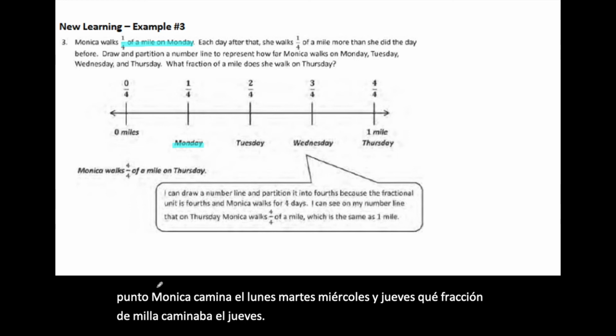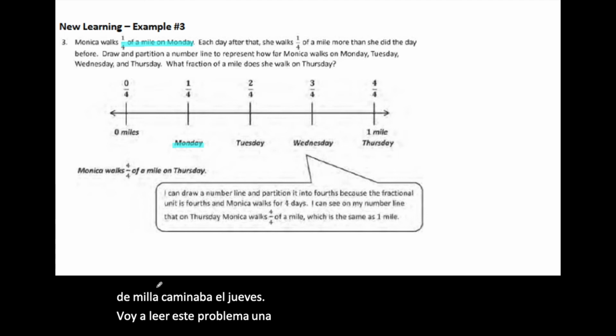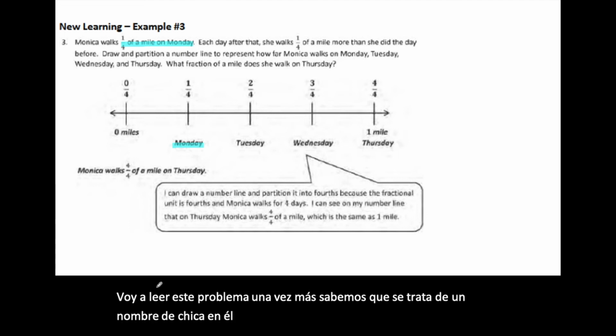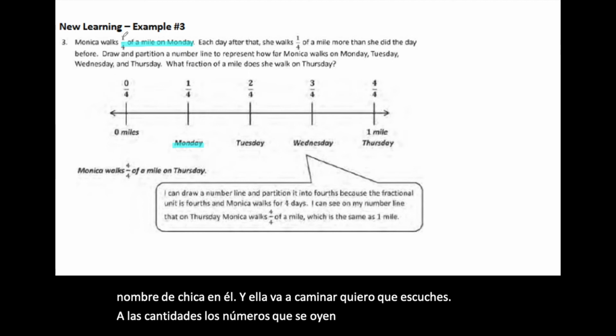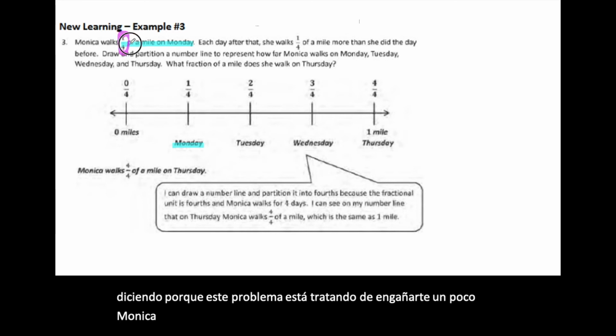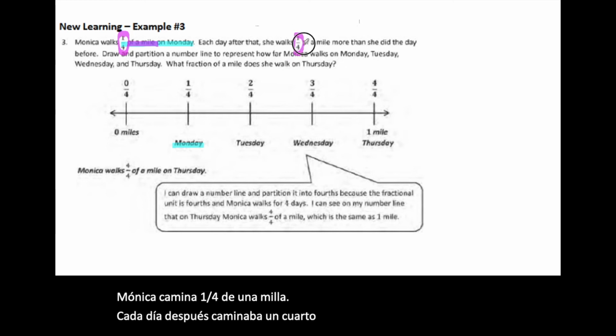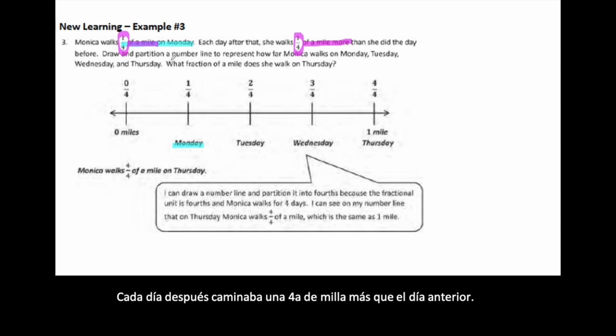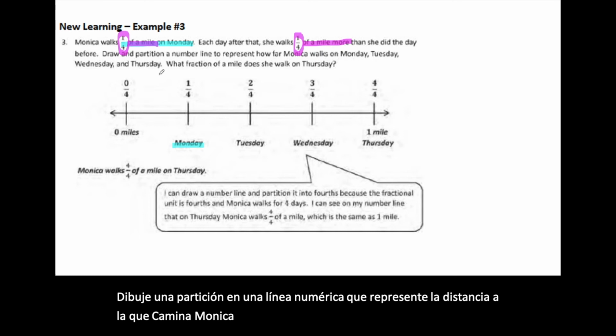I'm going to read this problem one more time. We know it's about a girl named Monica and she goes for walks. I want you to listen to the quantities, the numbers that you hear, and what they're telling us, because this problem is trying to trick you a little bit. Monica walks 1/4 of a mile on Monday. Each day after that, she walks 1/4 of a mile more than she did the day before. Draw and partition a number line that represents how far Monica walks on Monday, Tuesday, Wednesday, and Thursday. What fraction of a mile does she walk on Thursday?